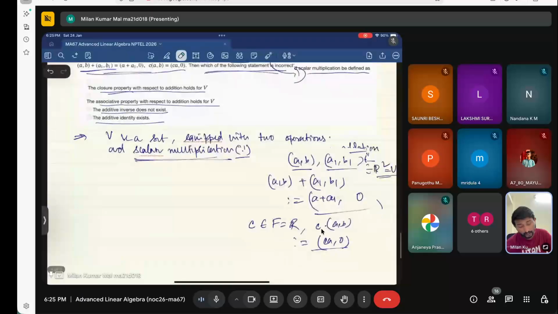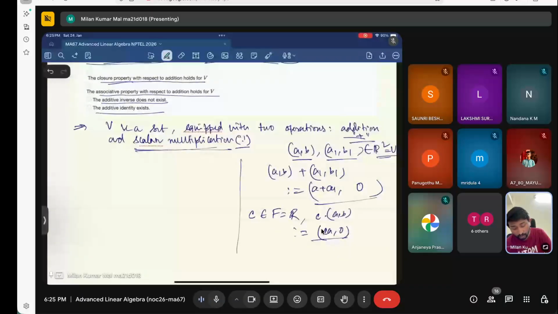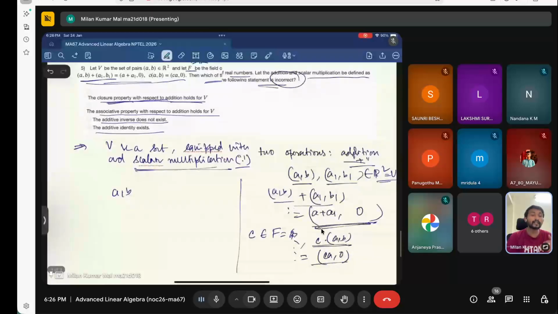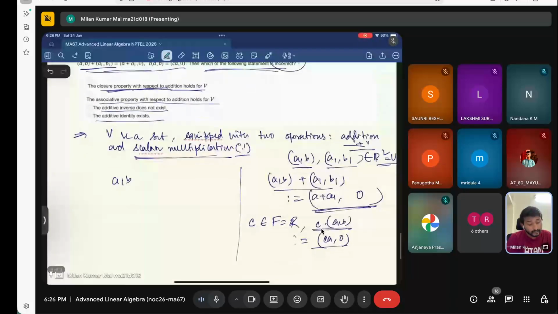The first thing is whether the closure property with respect to addition holds for V. Closure property means if you take two elements (a, b) and (a1, b1) belonging to V, and add them, the resulting element is also in V or not. This is the closure property. Similarly, closure with respect to scalar multiplication means after multiplying by a scalar, whatever we get, whether that is inside the set or not.